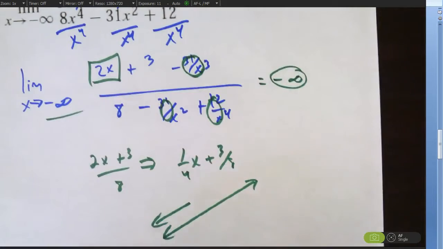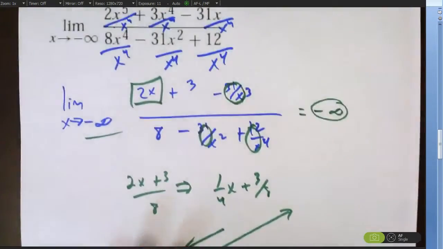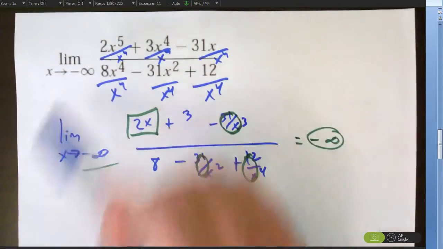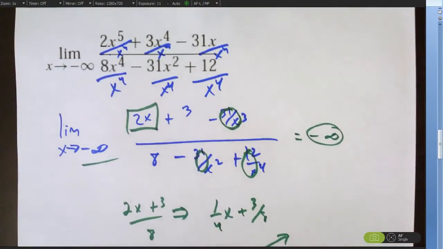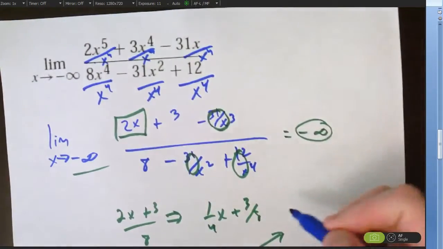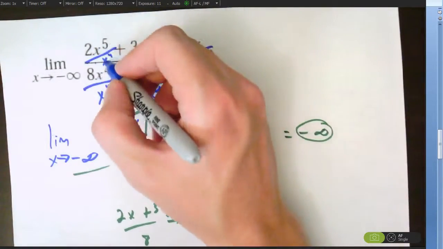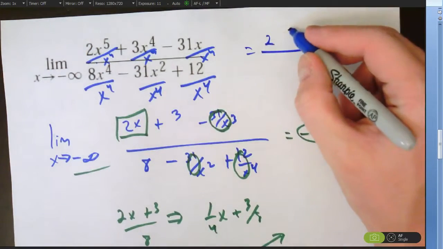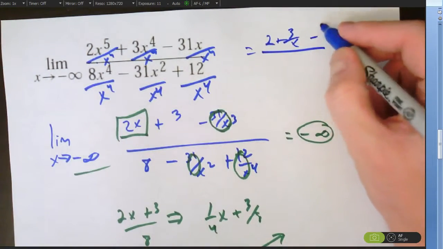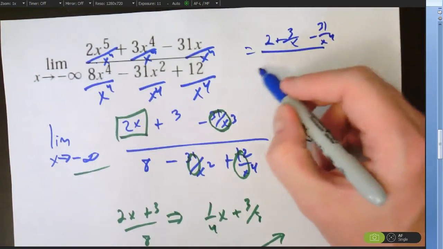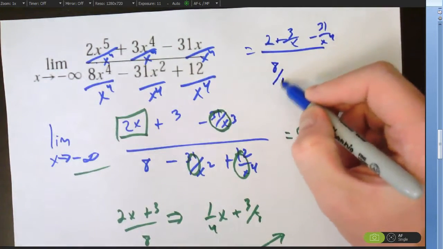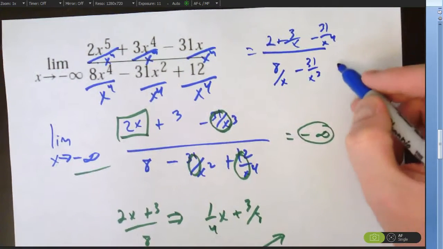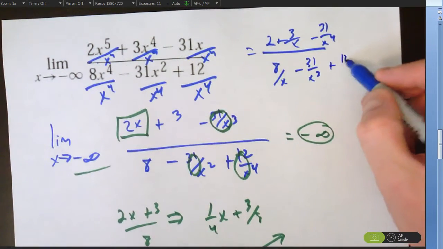So it doesn't have a limit, but we'll describe it by saying it goes to negative infinity. Now here's one of the things to be careful with. When you pick a variable to divide everything by, you've always got to go with the denominator's biggest power. If you just pick the biggest power you see, say you divide everything by x^5, then 2x^5 over x^5 would give you 2. This would give you plus 3/x^4 minus 31/x^4. This would give you 8/x^5 minus 31/x^3 plus 12/x^5.